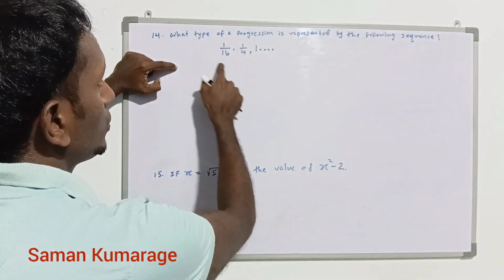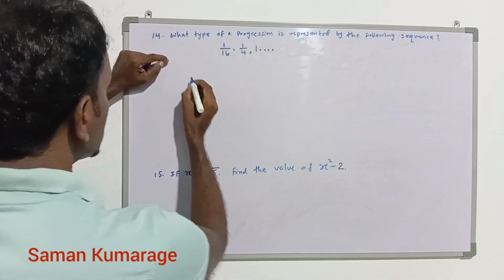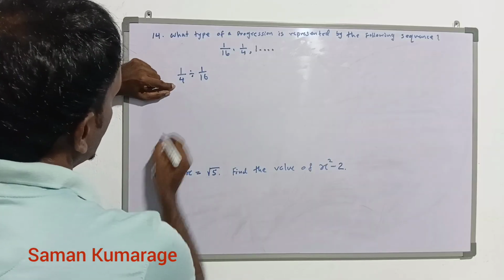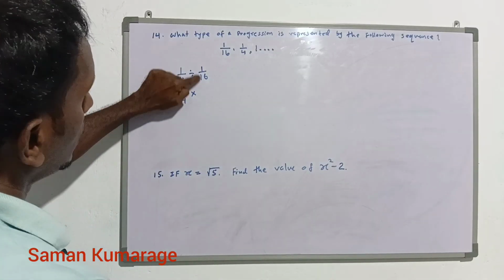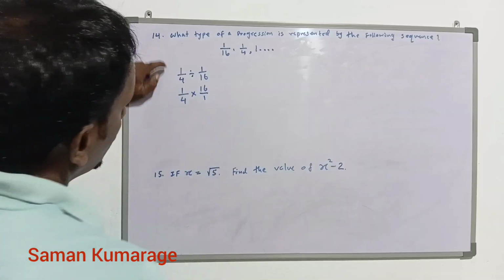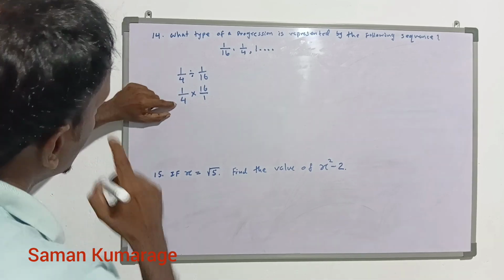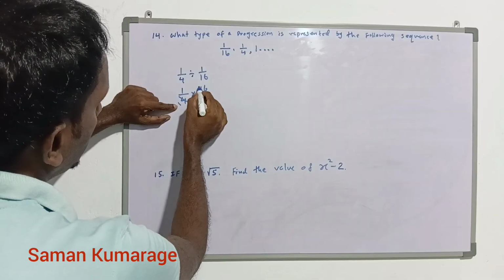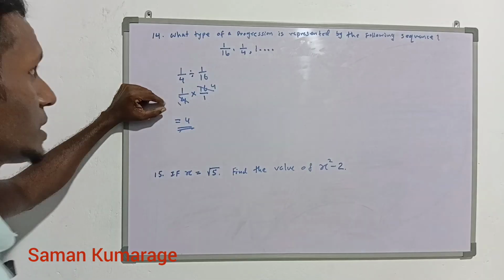If we take these two terms as the pair of consecutive terms, we can divide 1 over 4 by 1 over 16. Then we multiply 1 over 4 by the reciprocal of this 1 over 16. It is 16 over 1. Then we can divide this 4 and this 16. It is 4 here. You get 4 as the common ratio.